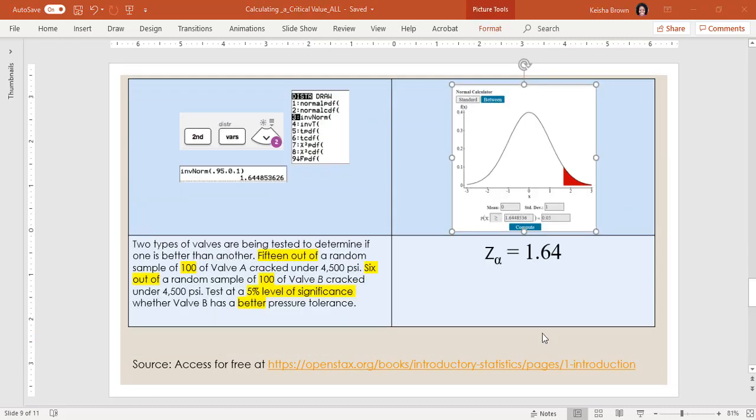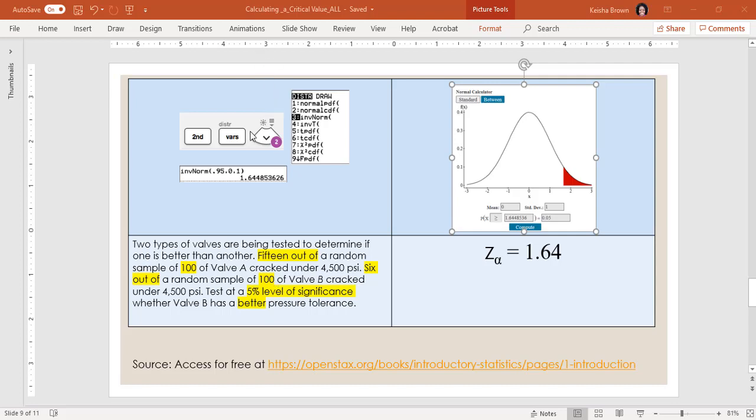Looking at problem number 2. In this example, first thing we want to do is to determine whether we have a mean or a proportion. We know that this is a proportion problem because they tell us a number out of another number. Here we have 15 out of a random sample of 100, 6 out of a random sample of 100. So we know it's a proportion problem. That means we're working with the normal distribution.